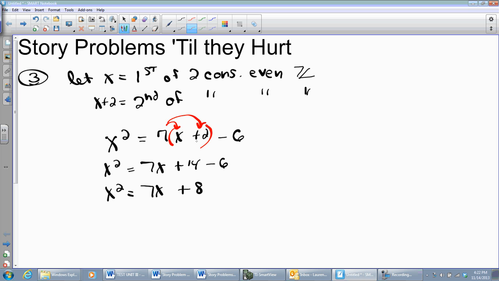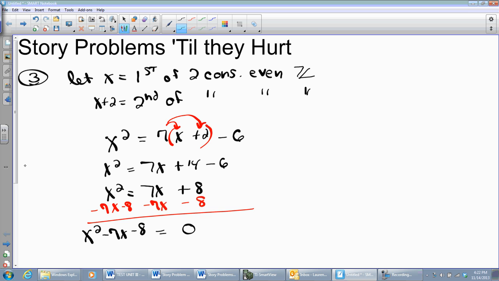Now, I need this to equal 0. How do I know? It's a quadratic. To solve a quadratic, I want to factor, but I want to factor when it's equal to 0. So I'm going to subtract 7x, and I'm going to subtract 8 from both sides. And if you were Leah Bazan, you would tell me that Mr. Lawrence, over here on the left-hand side, I can't put those together. And Leah, you are absolutely correct. So I'm going to write down x squared minus 7x minus 8.